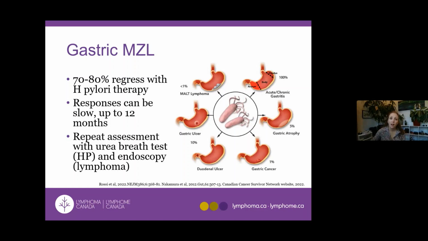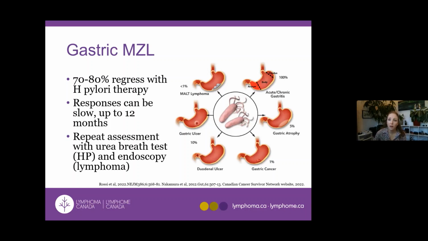So in patients that have this infection, we know that if we treat their infection with what's called eradication, which is usually 3 different medications taken for 10 to 14 days, actually 70 to 80% of lymphomas will go away with just removing that infection. So removing that sort of constant stimulus or causative agent. That can happen very slowly. Sometimes it can take up to 12 months to see the lymphoma go away.